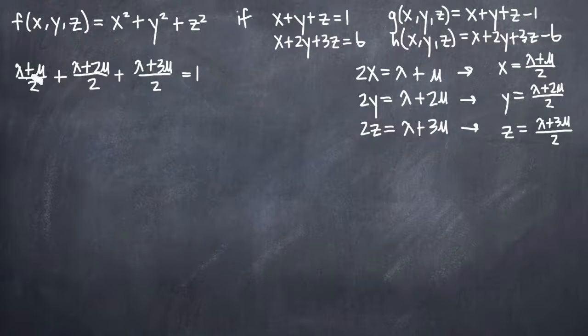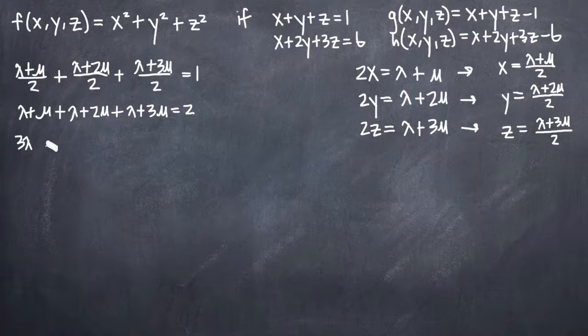What we want to do with this is simplify it so that we have an equation in terms of lambda and mu. So we'll go ahead and multiply both sides by 2 to get rid of the fractions, and we'll be left with lambda plus mu plus lambda plus 2 mu plus lambda plus 3 mu is equal to 2. Now when we add these together, we'll get 3 lambda plus 6 mu is equal to 2. Now we'll go ahead and do the same thing with our second constraint equation, plugging in x, y, and z, and then simplify it to get an equation in terms of lambda and mu.